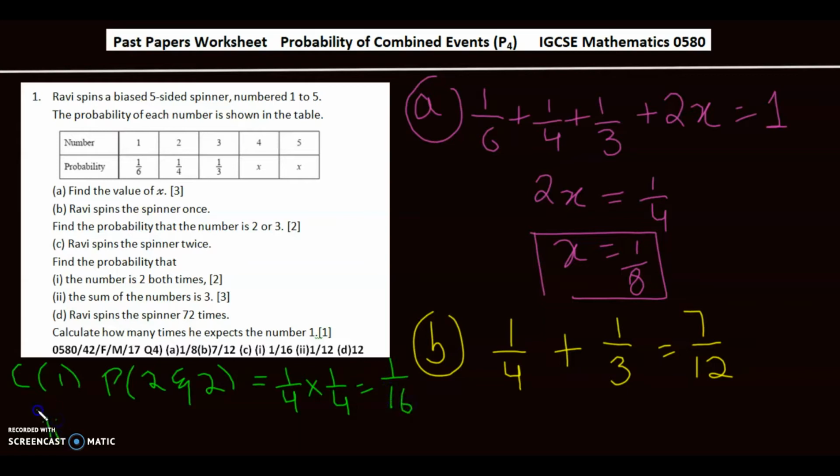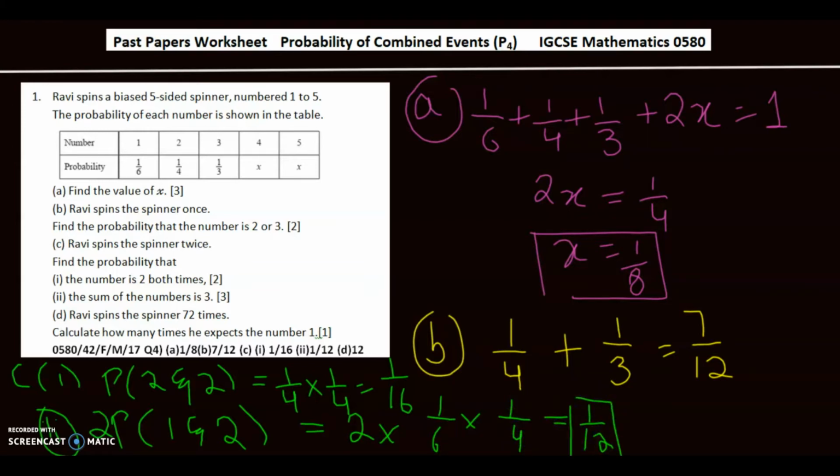Part 2, the sum of the numbers is 3, which means we're finding the probability of 1 and then getting 2, or probability of getting 2 first and then 1. Either we find these separately, or what I'll do, I'll just multiply the first probability with 2, so that I'm incorporating both the scenarios, 1 and then 2 and then 2 and then 1. So 2 times, what's the probability of getting 1? 1 upon 6. What's the probability of getting 2? 1 upon 4. So we're getting 1 upon 12.